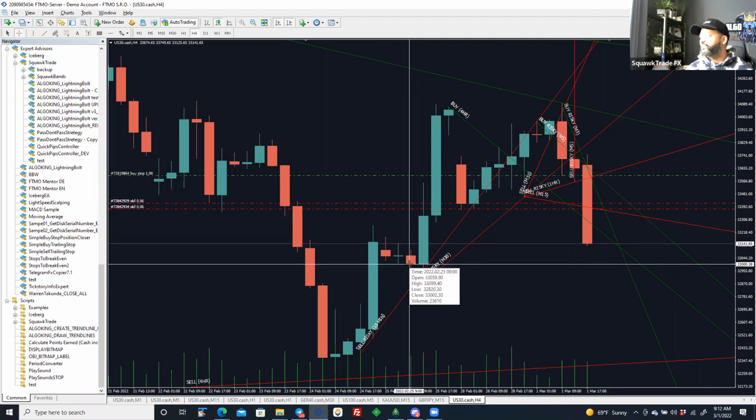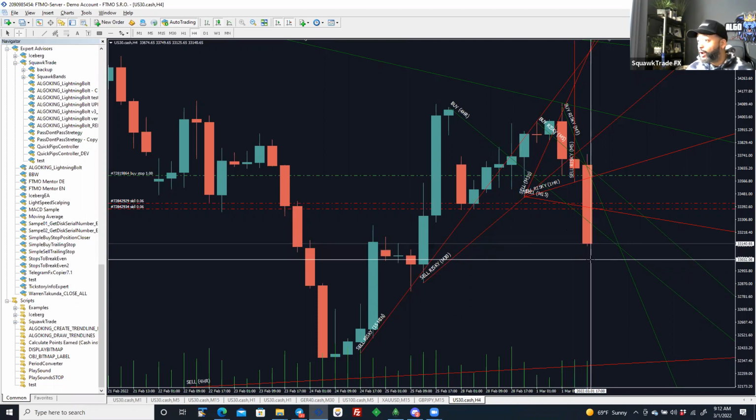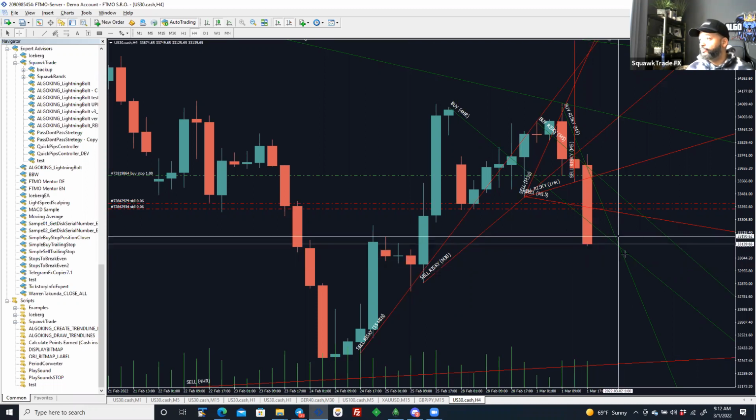But what are targets to us? We're always keeping a runner, right? We're not hitting a target and closing. It's good to know where it's going to go, but for me, it's irrelevant because I'm going to keep a runner anyway. That's where I would suspect price can move down to. Maybe not in this 4 hour candle, but maybe over the next few candles.